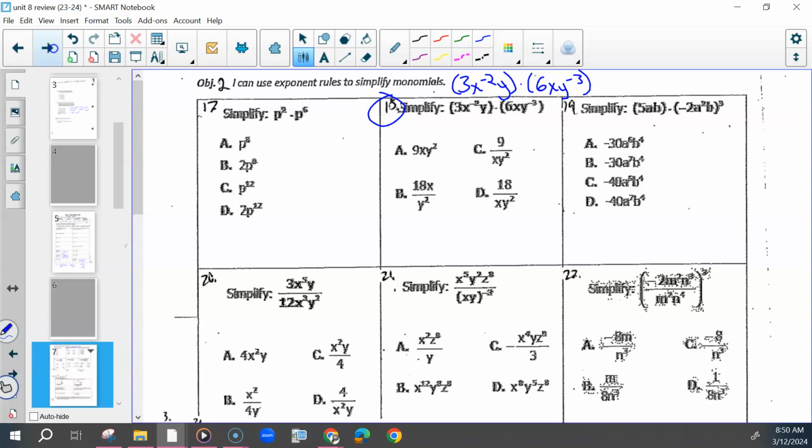Actually multiply the numbers, so 3 times 6 will give us 18. Negative 2 plus 1 would be x to the negative 1. Negative 1 plus a negative 3 would be y to the negative 2. Both the x and y would come down. So it would be 18 over x y squared.